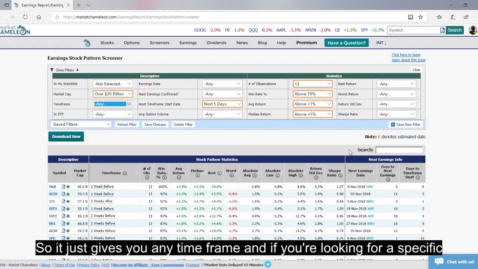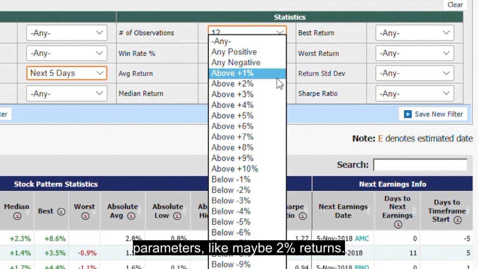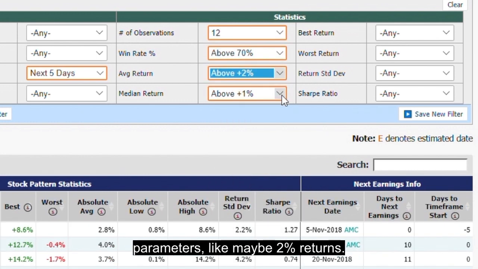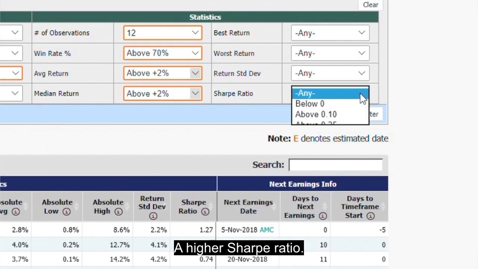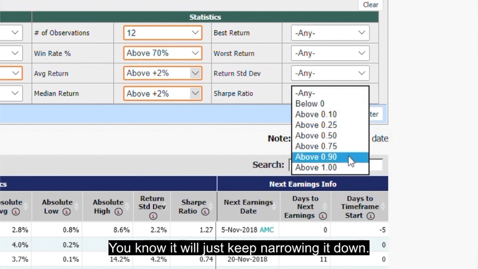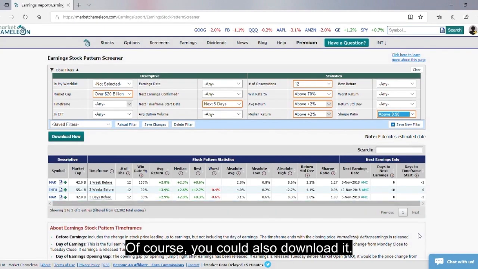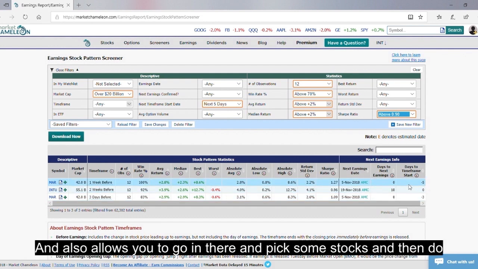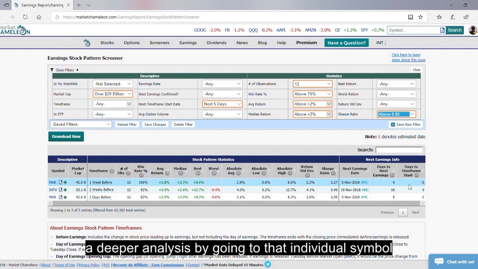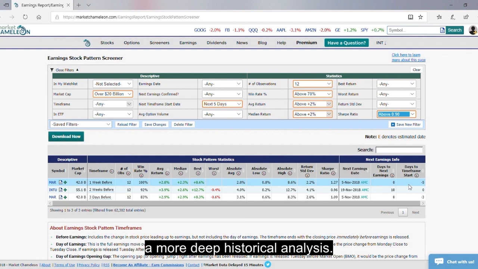And if you're looking for specific parameters like maybe 2% returns, a higher Sharpe ratio, it'll just keep narrowing it down. Of course, you could also download it. And this narrows down your list and also allows you to go in there and pick some stocks and then do a deeper analysis by going to that individual symbol and diving deeper into it and looking at more deep historical analysis.